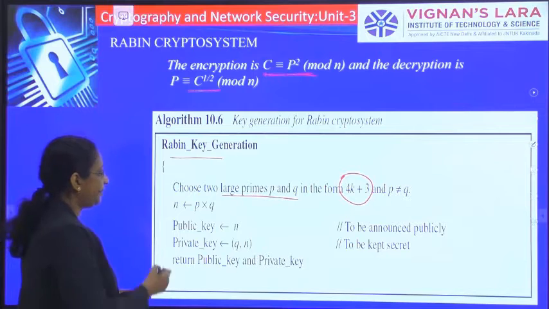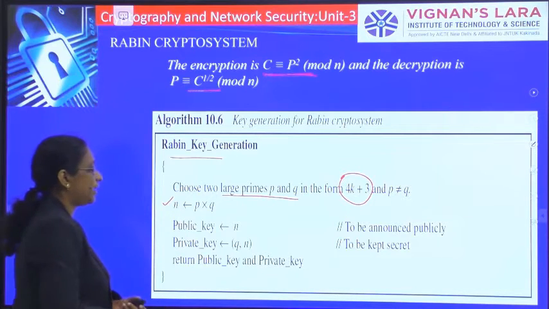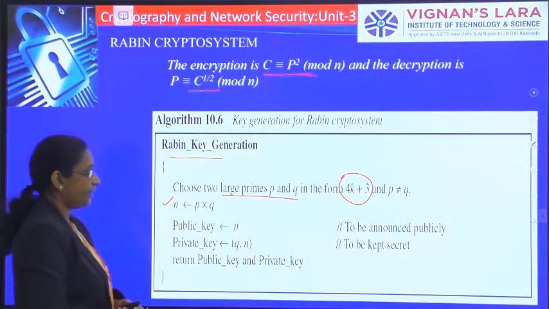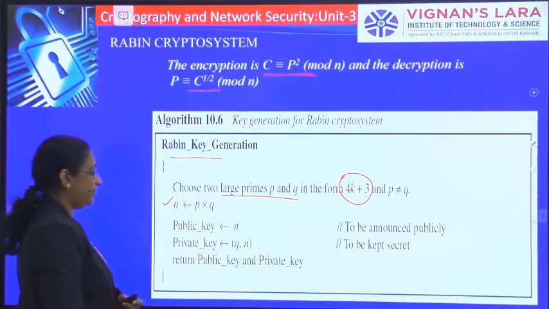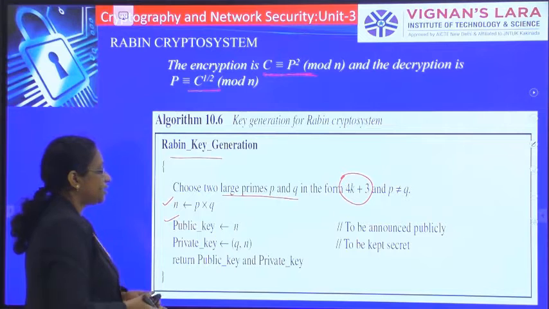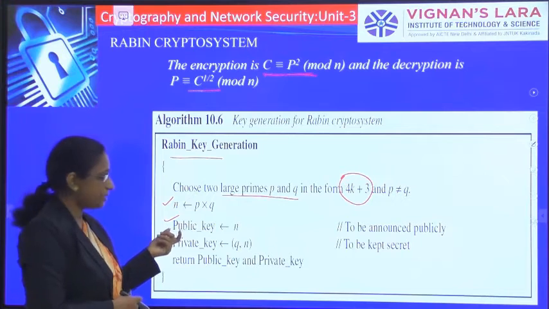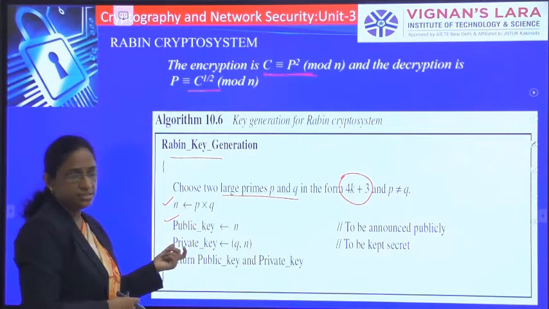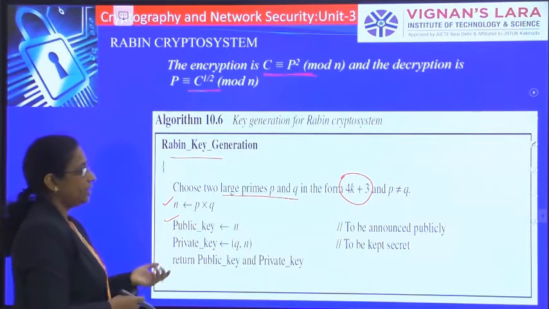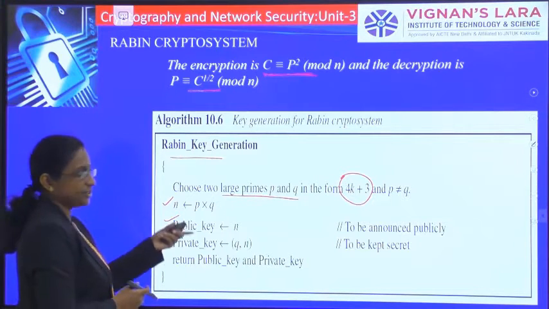After that we will be calculating n, where n is equal to P into Q. Then we get the keys. Our public key will be n and our private key will be P comma Q, where the public key will be announced and the private key will be kept secret. So that is our key generation.